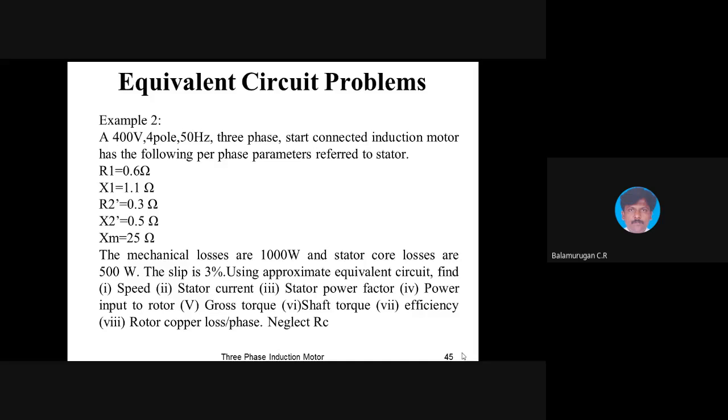So first subdivision. So NS equal to 1500 RPM. So N should be 1455 RPM. And then you solve second subdivision. Second subdivision, you are supposed to calculate I2 dash. And you tell I0, I1 value, everything you tell.